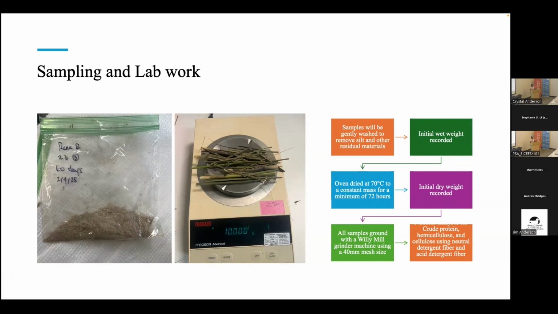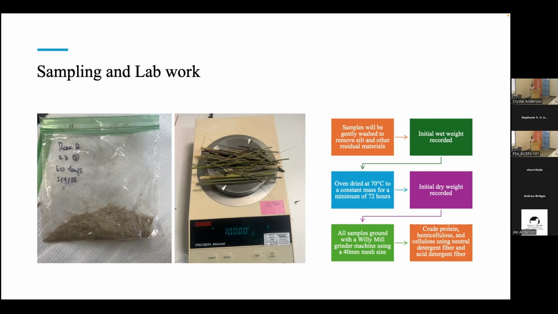I would come back to the lab and wash off residue and additional material. I would weigh the initial wet weight and record that, and then I would oven dry the samples at 70 degrees Celsius to a constant mass for a minimum of 72 hours. I would then record the dry weight of those samples.